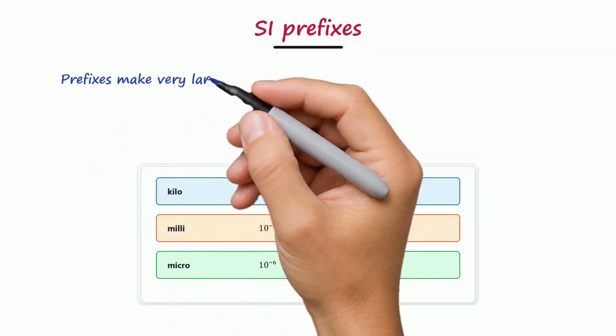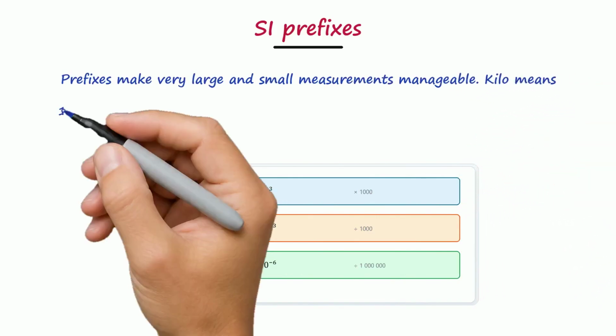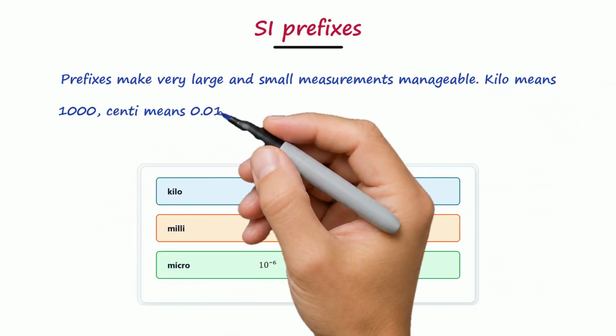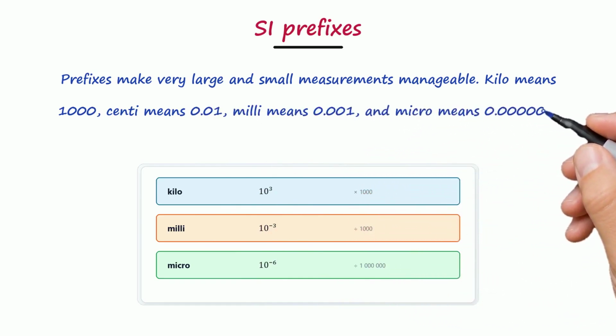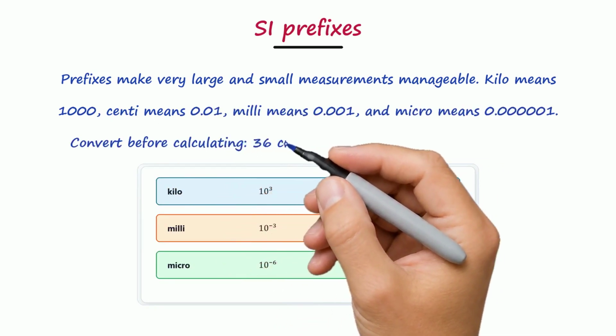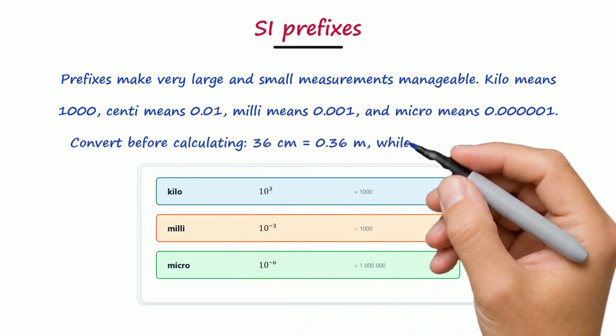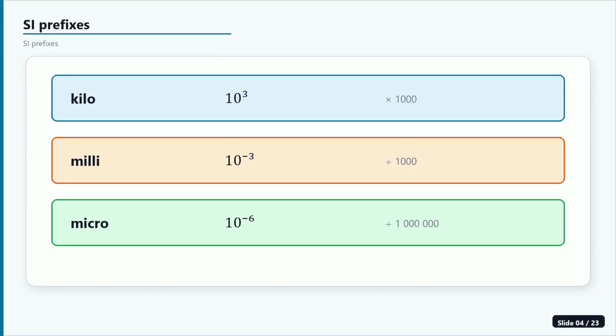Prefixes make very large and small measurements manageable. Kilo means 1000, centi means 0.01, milli means 0.001, and micro means 0.1. Convert before calculating. 36 cm equals 0.36 m, while 2.5 ms equals 0.0025 s. Prefixes only resize the same unit. Kilo stretches by 1000, milli shrinks by 1000, confuse the direction and your answer is off by a million.